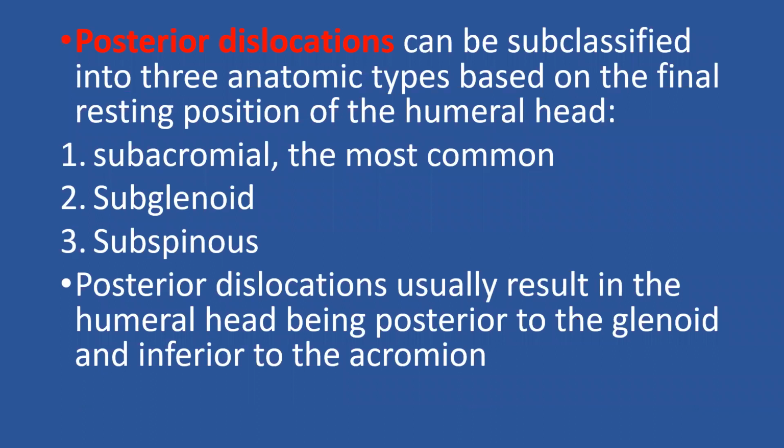Posterior dislocations can be subclassified into 3 anatomic types based on the final resting portion of the humeral head. It can be subacromial. This is the most common. It can be subglenoid or subspinous. The whole head comes and lies beneath the spine of the scapula. Posterior dislocations usually result in the humeral head being posterior to the glenoid and inferior to the acromion.